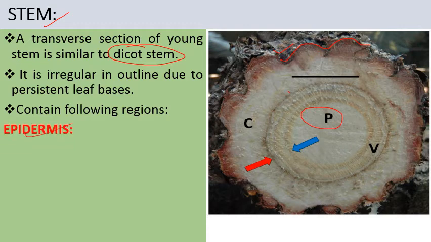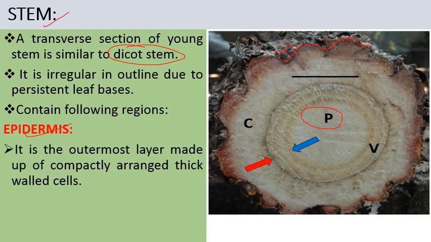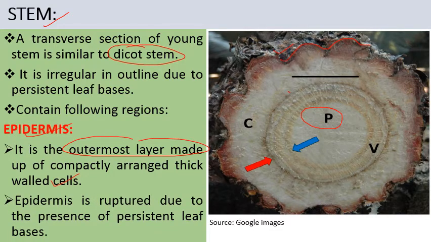First, the outermost region is epidermis. It is the outermost layer made up of compactly arranged thick-walled cells. The epidermis is ruptured due to the presence of persistent leaf bases.